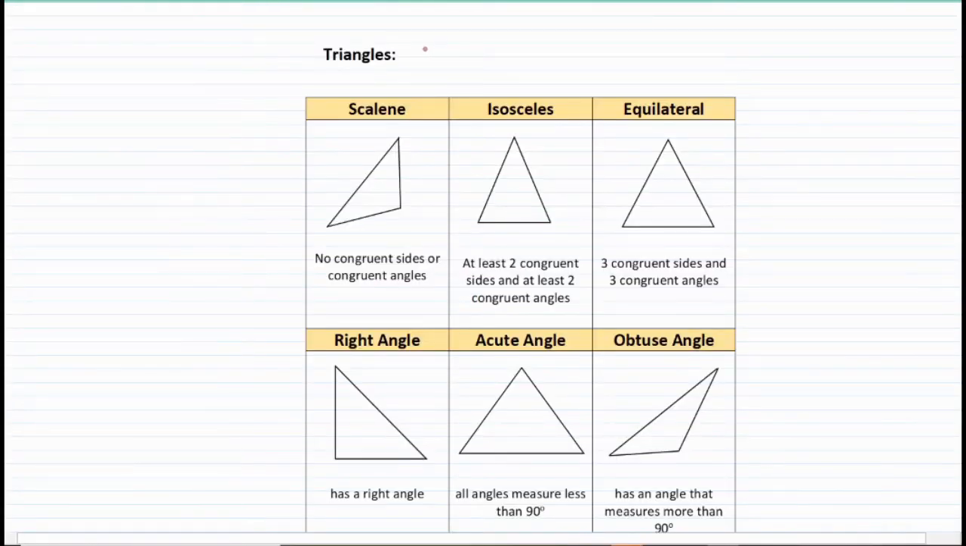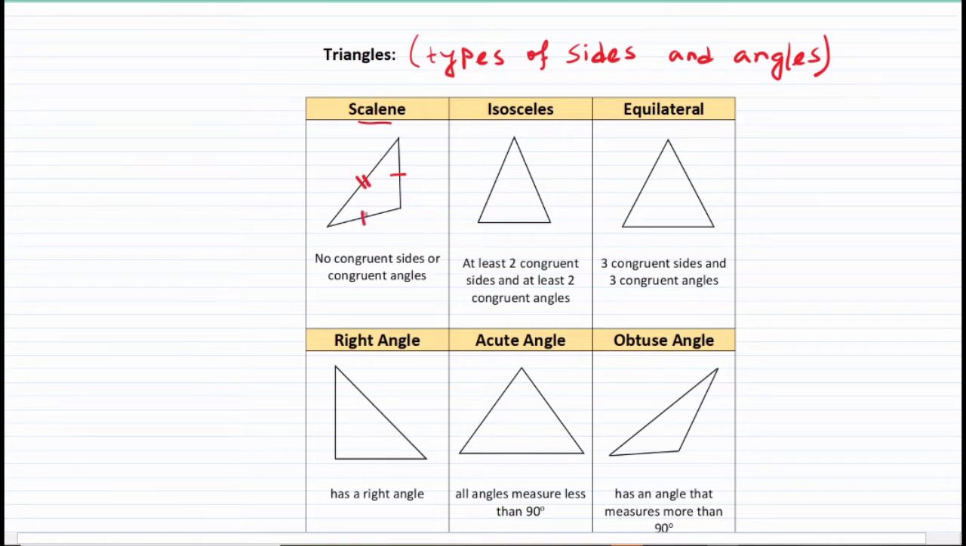Let's look at the different types of triangles over here. Triangles are classified by the types of sides and angles. The first one is the scalene triangle. From the picture we can clearly see no side of the triangle is of equal size.